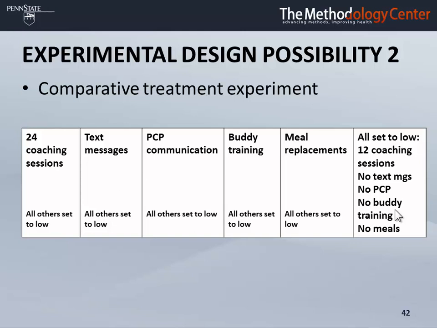This is a design that is used sometimes in intervention science, where there's one control condition. So in this case, it would be everything set to low, and then one condition where people get 24 coaching sessions and everything else is set to low. A second condition where people get text messages and everything else is set to low. A third condition where people get only PCP communication and everything is set to low, and so on. So each of these is a treatment condition, and then this is a shared control condition. It's often called a comparative treatment experiment. There are similar designs that are sometimes called dismantling designs or additive designs. They all have the same statistical properties.